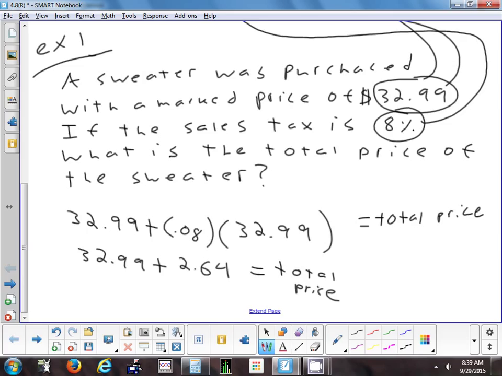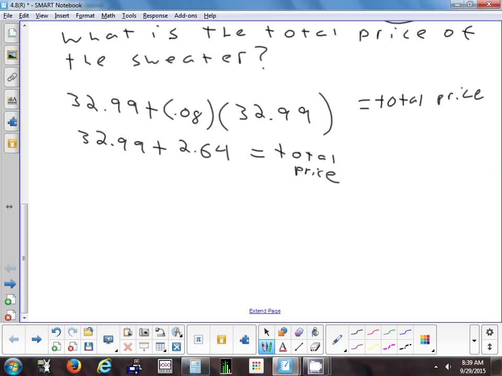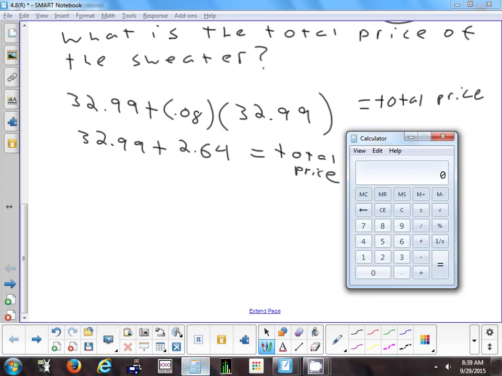What is 2.64 in this problem? $32.99 is the marked price. What's this 2.64? Why do we have to pay that? That's the tax. Good job. That's the sales tax you have to pay. So now add it up, and that tells you what you're going to pay.